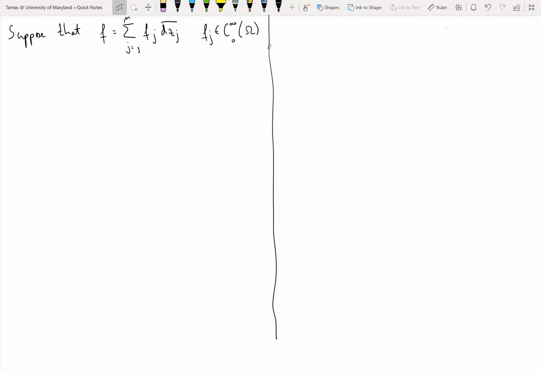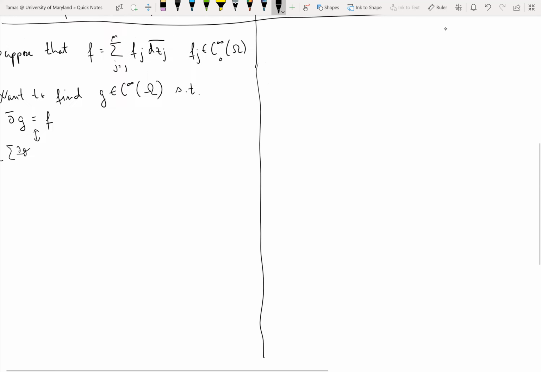And when solving the Delbar problem, given such a complex valued one form, you want to find another function G in omega such that del bar of G is equal to F. So now if you write things out, by definition, this should be equivalent to simply asking what?